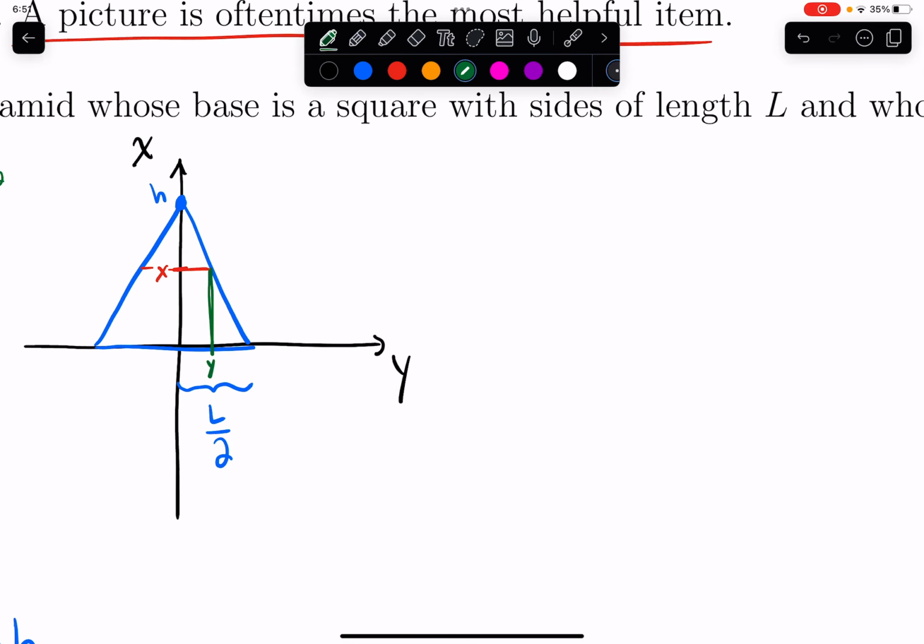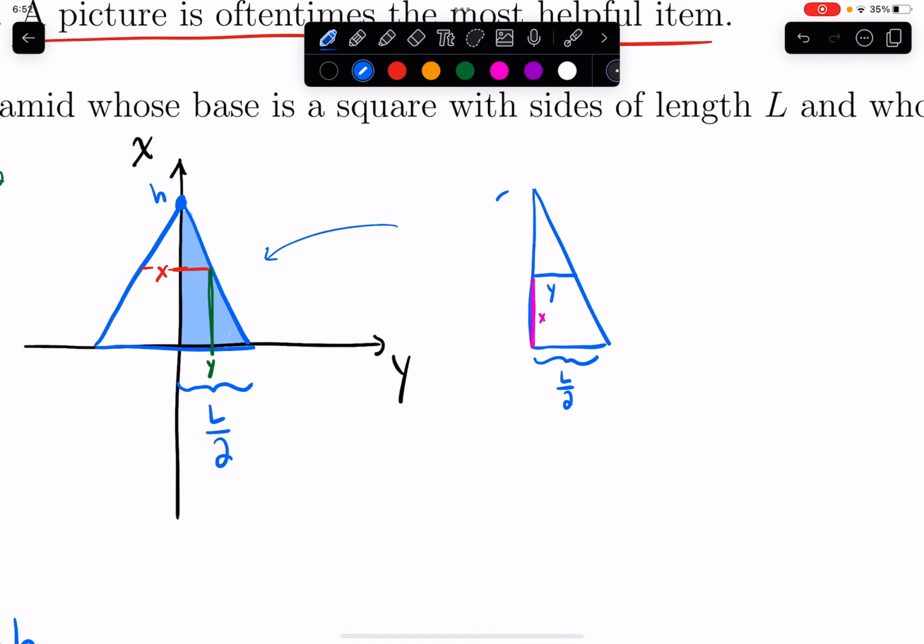If I look explicitly and only at this triangle right here, what I've just drawn is a set of similar triangles. If I zoom in only on that triangle, what do I have? This length is y. This length on the bottom is L over 2. This length right here is my x value. So if my overall height from top to bottom is h, then the height of the upper triangle should be h minus x.